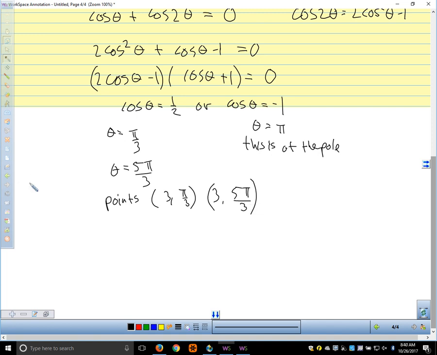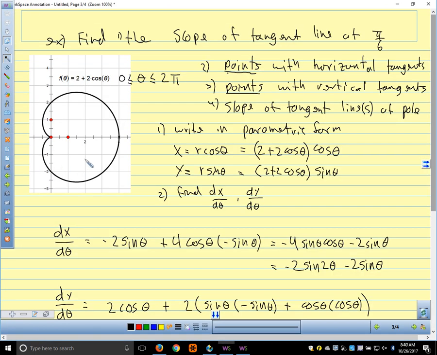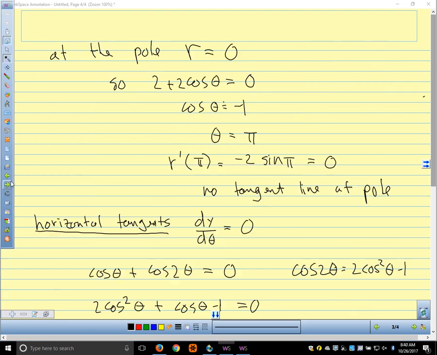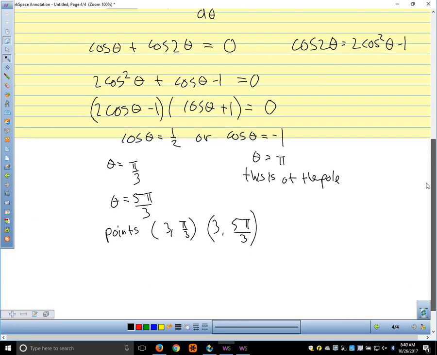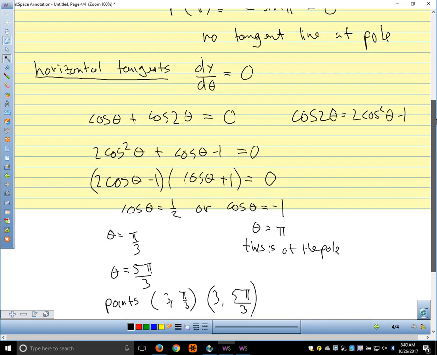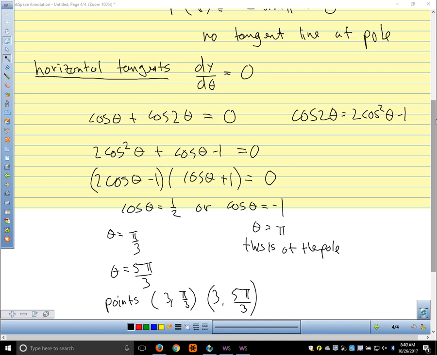Yes. And if we go back, theta equals pi over 3, does that make sense? Theta equals 5 pi over 3, does that make sense? Yeah? So it's a good idea to check to see if your answers make sense. All right, we have one more part. We have the vertical tangents.